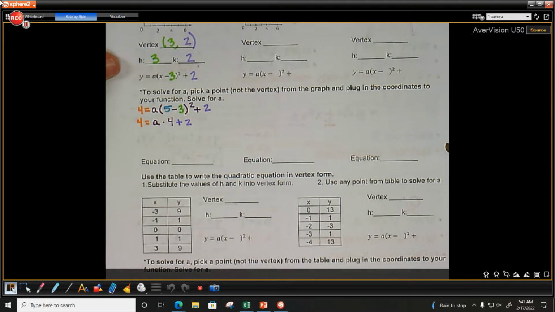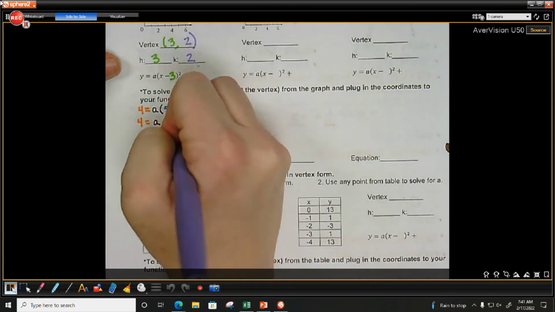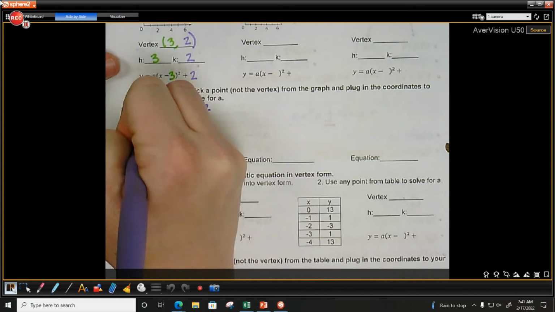I need to solve for a. What am I going to do next to solve for a? Say it again. I want a by itself. What's on the same side as the a but not glued to it? The 4 is glued to it. The 2. How do you get rid of a plus 2? Minus 2. Guys, I strongly suggest we pay attention.